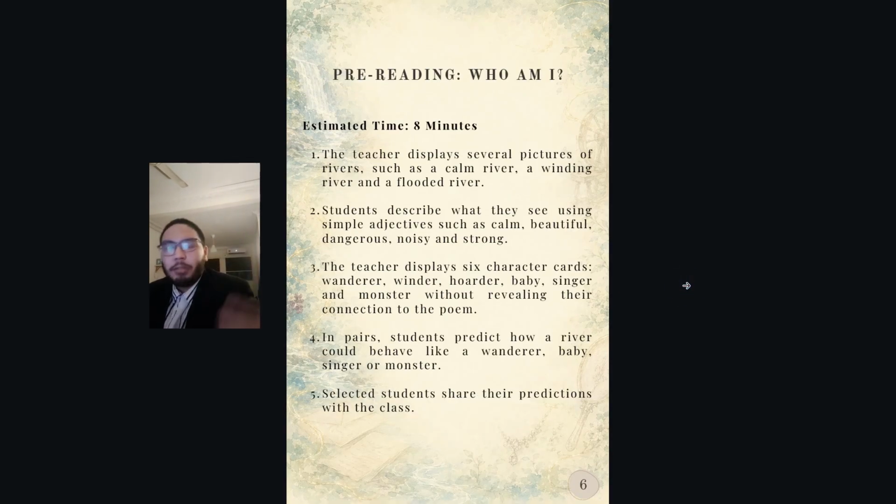So here is the pre-reading step. Here you can see that we will be giving pictures to the students, and then they will have to describe what they see and the adjectives to describe it, and then it will be noted. Then they will be given character cards, and they start to do a simple task of predicting how a river could behave.